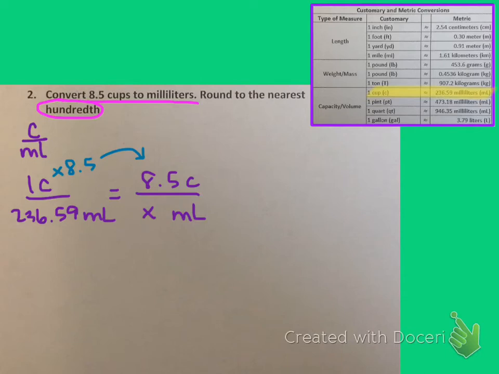Now, because I did that to the numerator, we must do the same thing to the denominator. So we have to do 236.59 times 8.5. Why don't you go ahead, set that up, and solve it on your own, and then press play to check when you are confident in your answer.